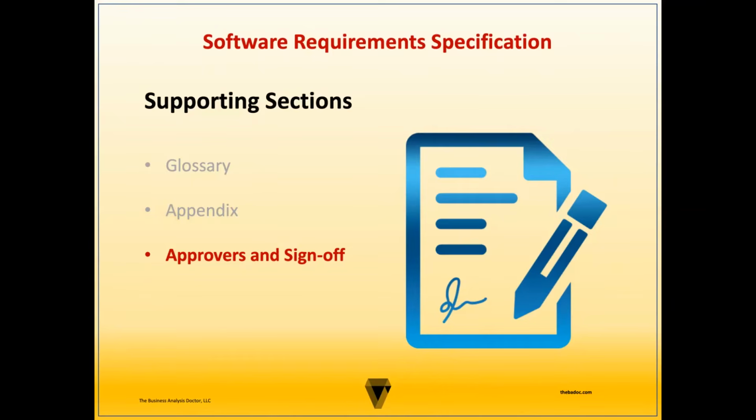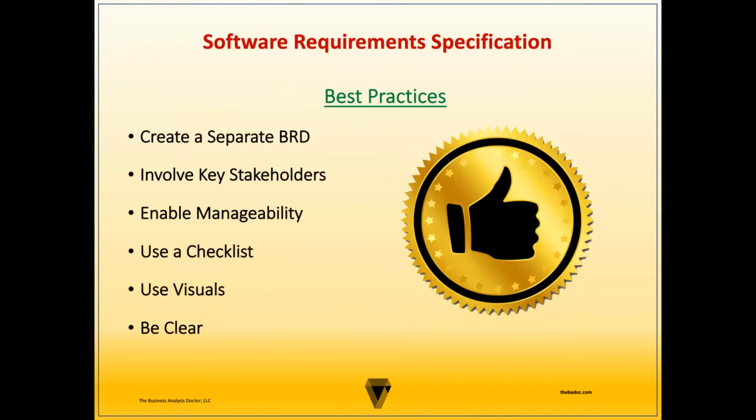Sign-off ensures that all stakeholders are in agreement with the requirements outlined in the document. By obtaining the signatures from the key stakeholders, the project team can confirm that everyone is aligned and committed to the specification. At this point, the SRS is ready to be used to guide development work and testing efforts. Now let's look at some best practices for creating a complete and effective software requirement specification.